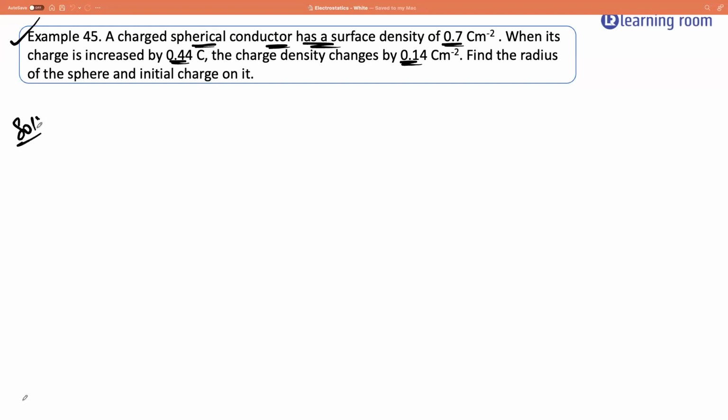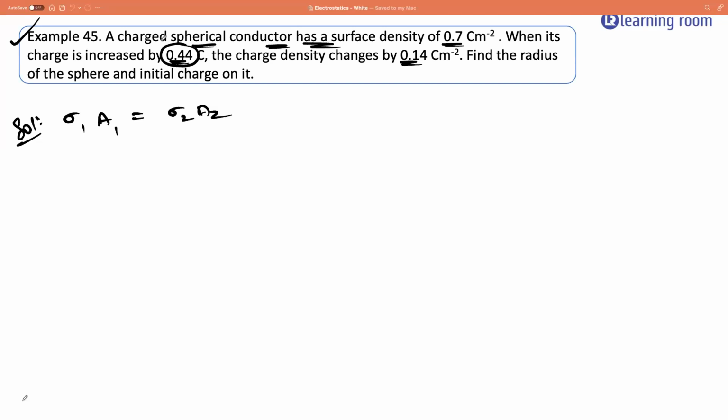Who wants to try? Sir, sigma 1 into A1 is equal to sigma 2 into A2, right? Are you sure? Sigma 1 into A1 is what, charge, no? Correct? Yes, sir. Now my question is, if the charge is going to be the same, when its charge is increased by 0.44 coulomb, are you saying that 0.44 coulomb is not held by the second case? The charge has changed, no? Are you able to understand?